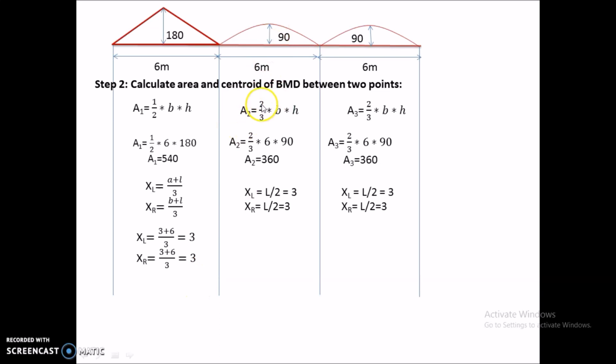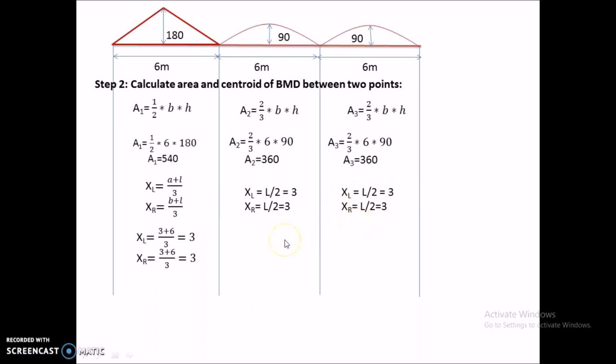Coming to the second part, for the parabolic part, XL and XR are the same, that is L by 2. It will act at the midpoint. So here L is 6 meters. So XL is L by 2, that is 6 by 2, that is 3, and XR is also L by 2, that is 6 by 2, 3. And same for span 3 also. XL is 3, that is L by 2, and XR is L by 2, that is 3.